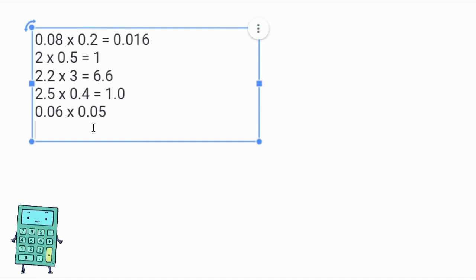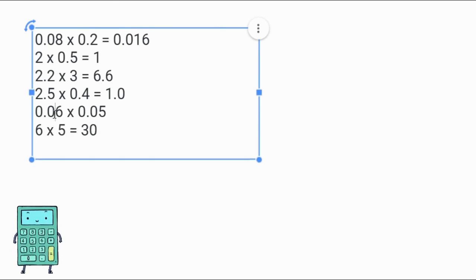Last but not least, 0.06 times 0.05. So again, forget the decimal points. 6 times 5 is 30. Now count the numbers after the decimal point. 1 and 2, 2 numbers here, and 3 and 4, 2 more numbers here. So that means we have to move the decimal point from here 4 spaces to the left. 1, 2, 3, and 4.